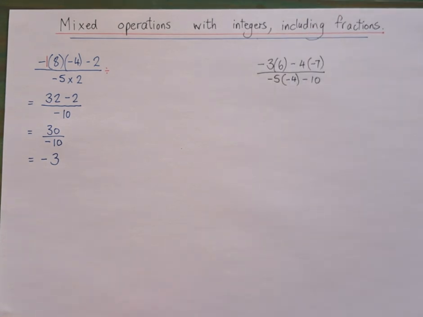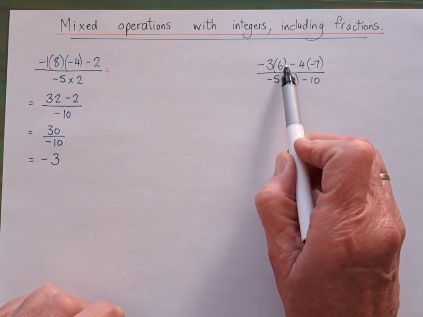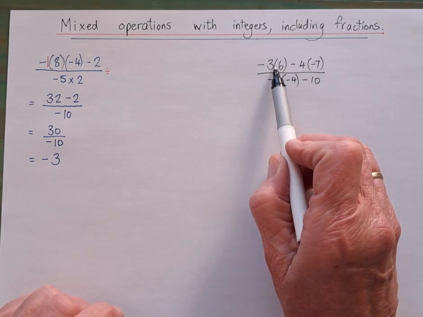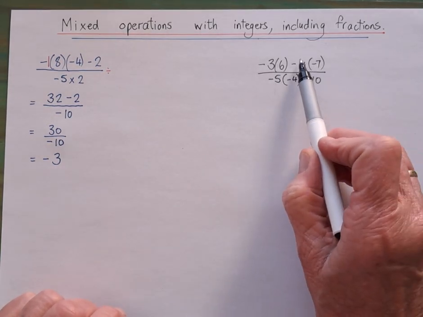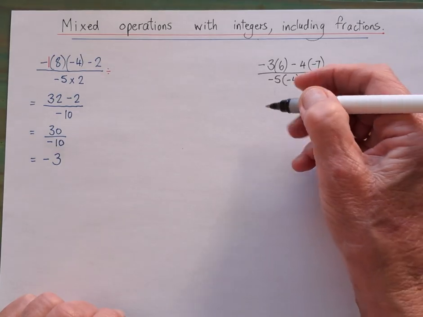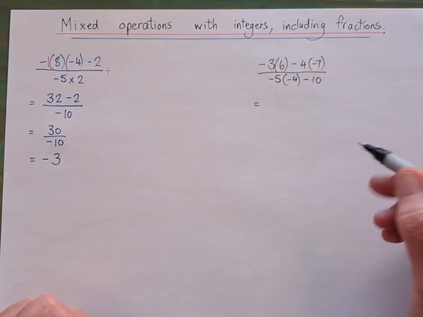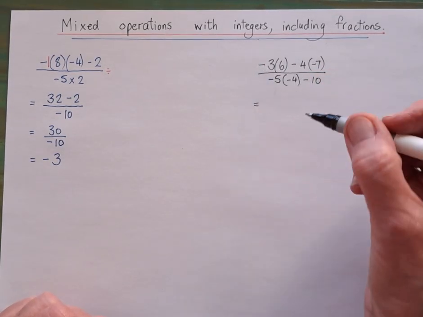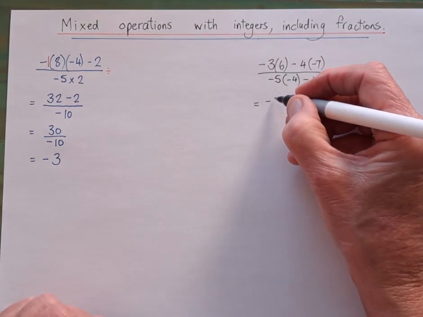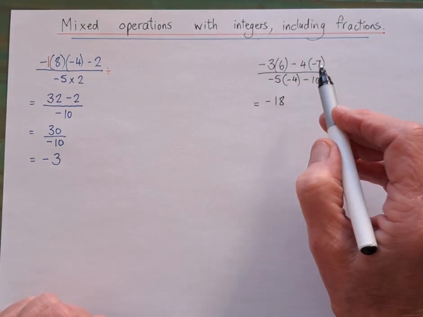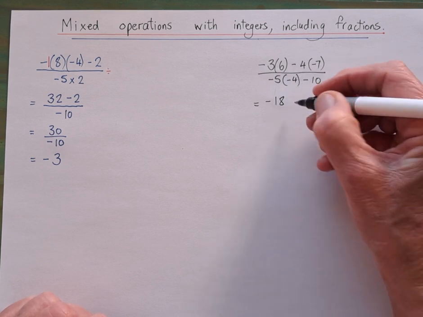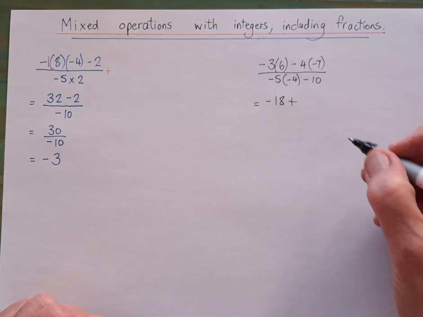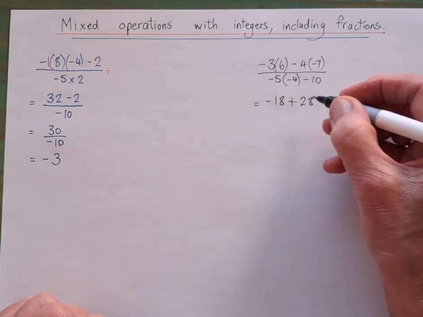Right, let's have a look at this one. In this situation, we've got two things being multiplied together, because when a number is right next to a bracket without a plus or minus sign in between, it means multiplication. Those two are also being multiplied together. So starting at the top in the numerator, negative times positive is negative. 3 times 6 is 18. This 4 is negative, and that 7 is negative. So negative times negative is positive, and 4 times 7 is 28.